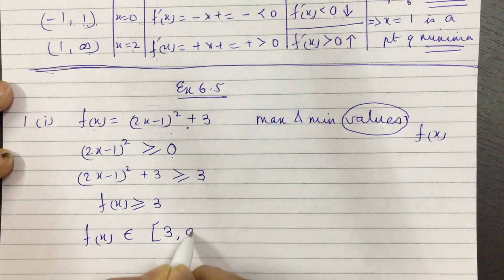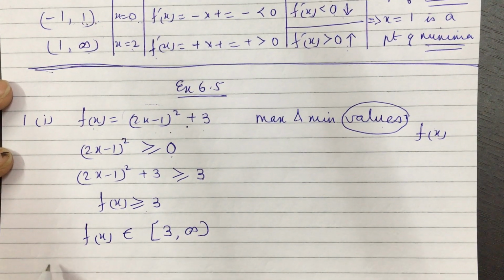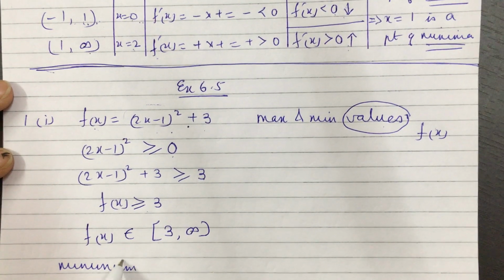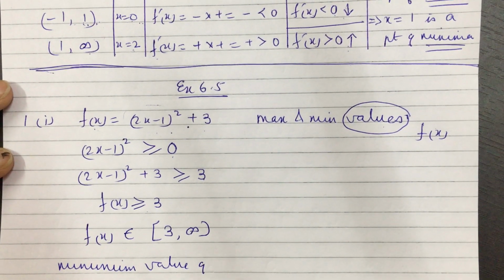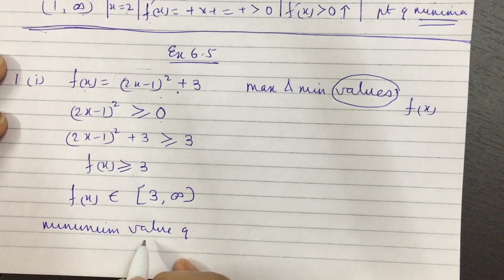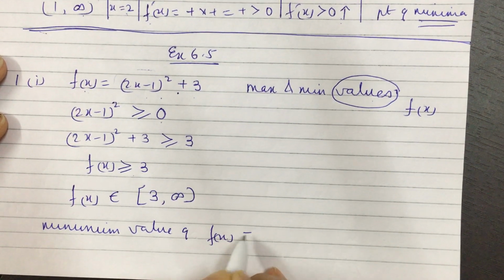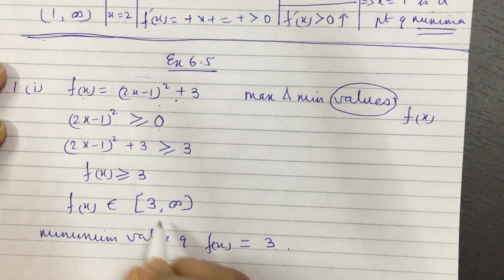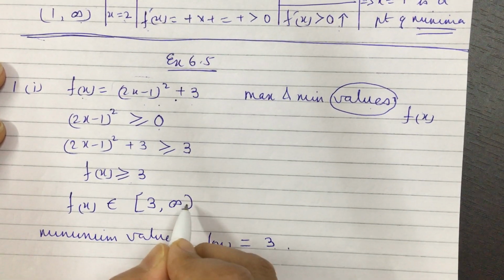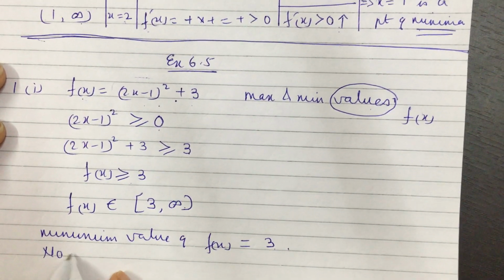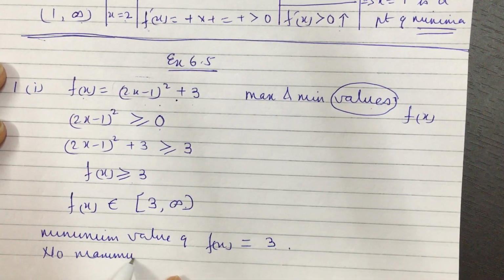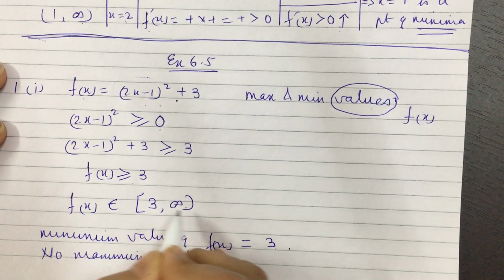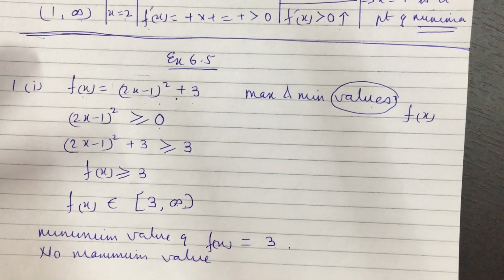So f(x) belongs to 3 to infinity. So the minimum value of f(x) is equal to 3. And since here it is infinity, we say that there is no maximum value. The reason being, we can't give a value to infinity.